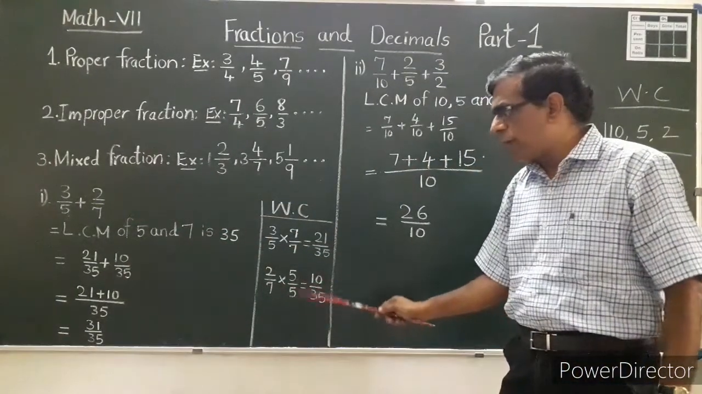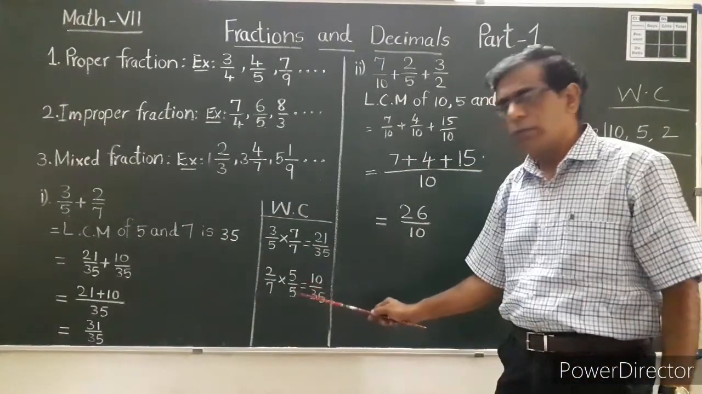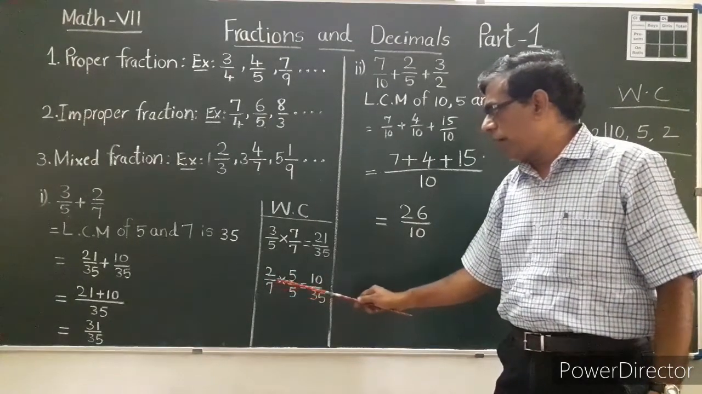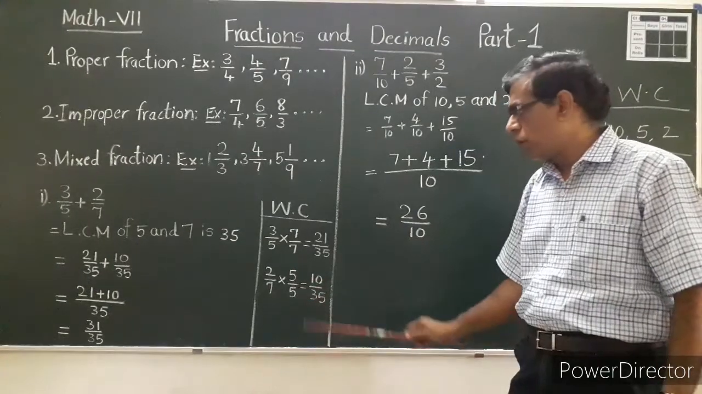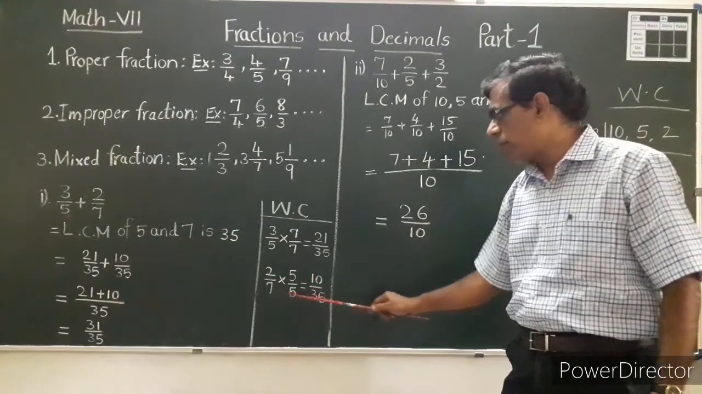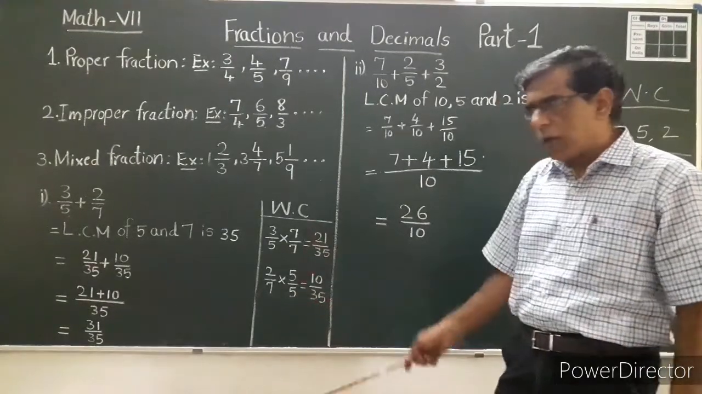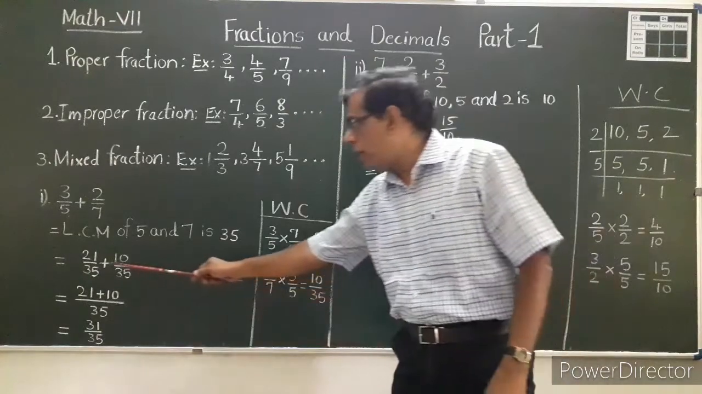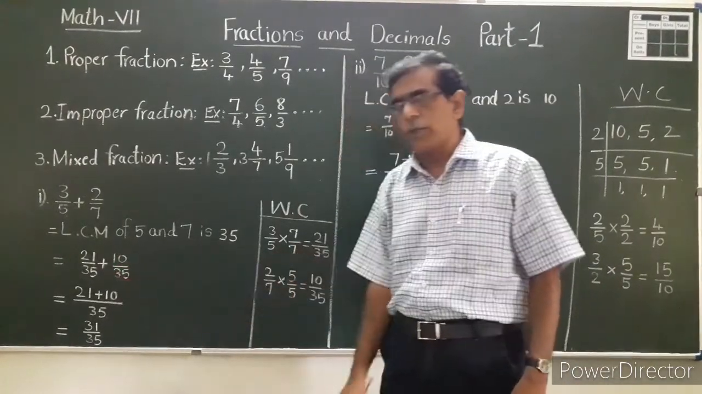The second fraction is 2 by 7. Here I will multiply and divide by 5 by 5. So 2 by 7 into 5 by 5 is equal to 10 by 35. Now 21 divided by 35 plus 10 divided by 35.